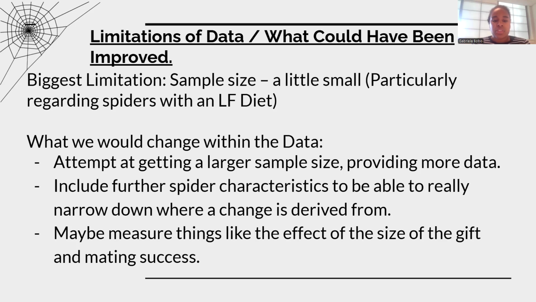So three things we would want to change with this data set were attempting to get a larger sample size, which will provide more data, and including further spider characteristics to be able to really narrow down where a change is derived from specifically, maybe measuring things such as the effect of the size of the gift and the mating success, so the aftermath. But these are things that would help.